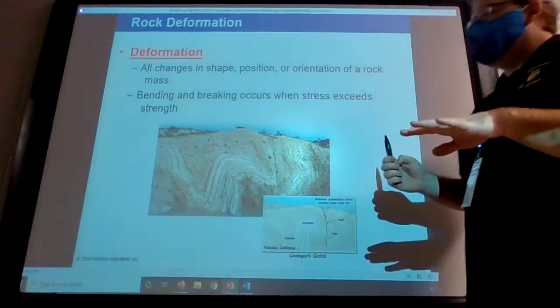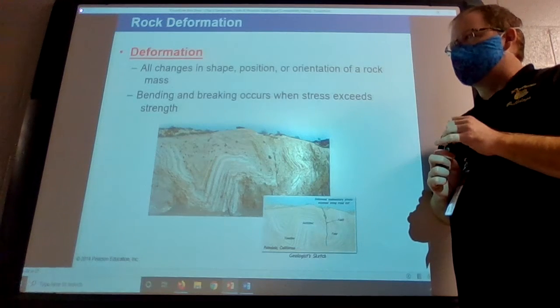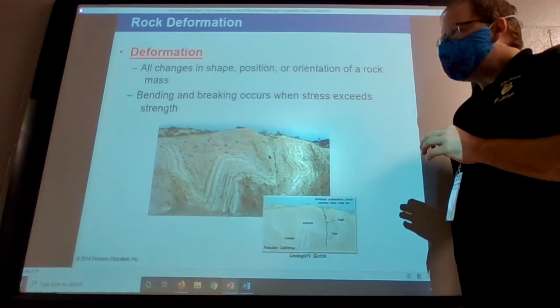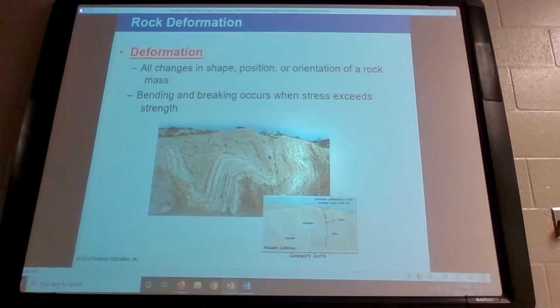What we're starting off today with is deformation. And this is actually maybe one of the cooler things and the easier things to learn. There's lots of different types of deformation, and it's always based on some sort of strain or stress.